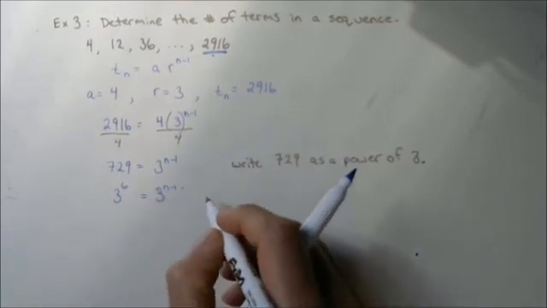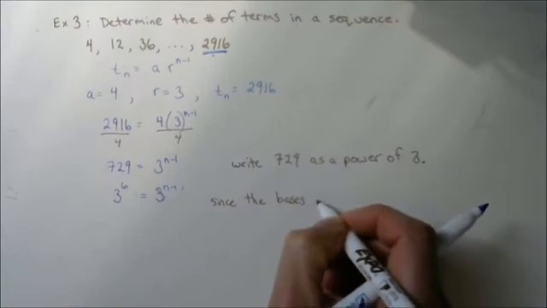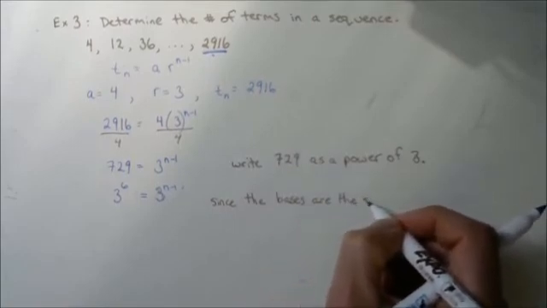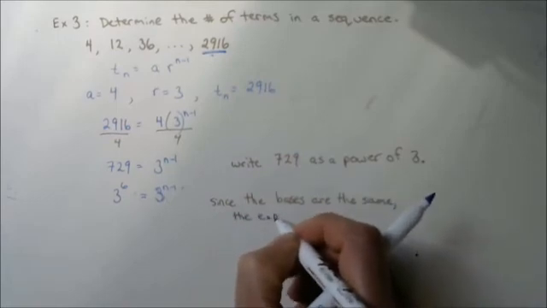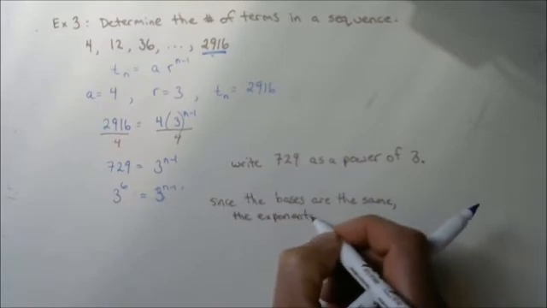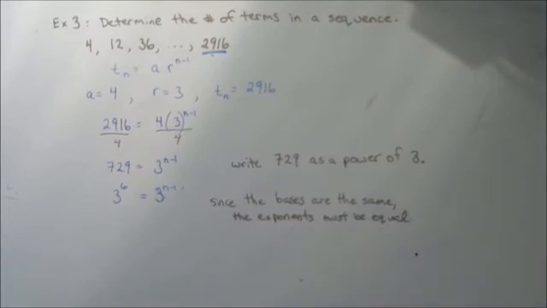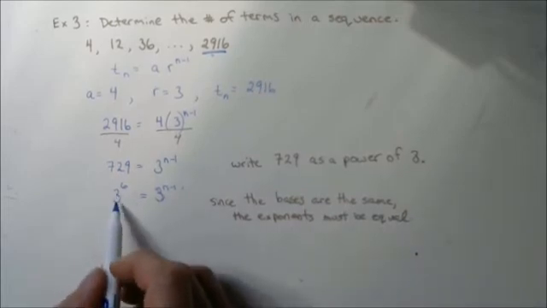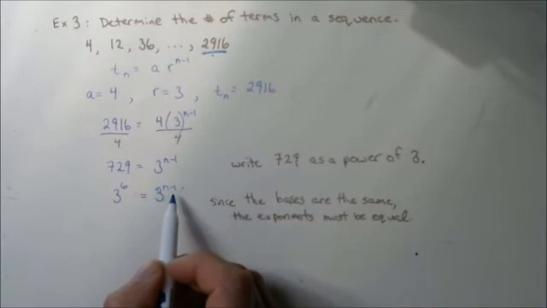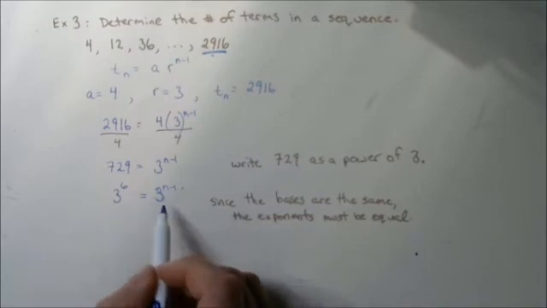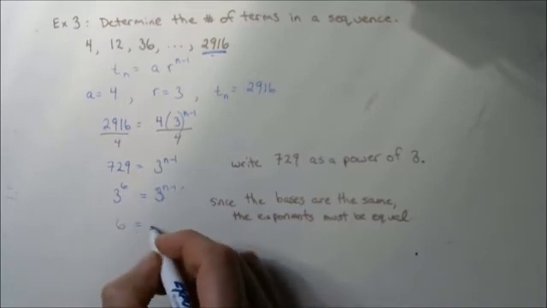Now, since the bases are the same, the exponents must be equal. There's no way around it. If 3 to the power of 6 equals 3 to the power of n minus 1, you can't get any other power to get the same value except for an exponent of 6. So we know here that 6 now equals n minus 1.